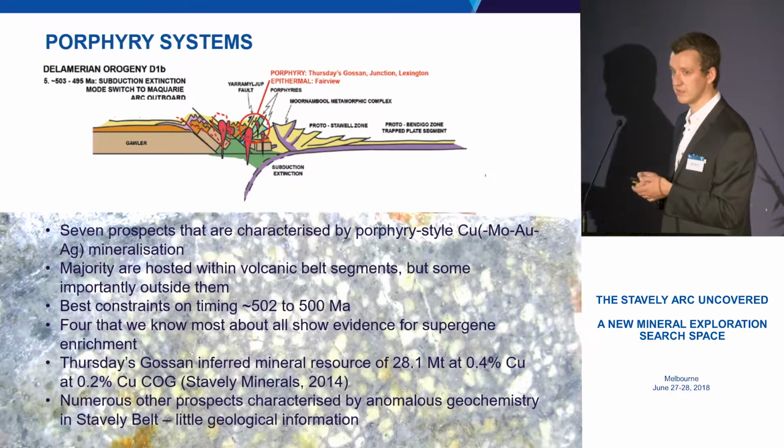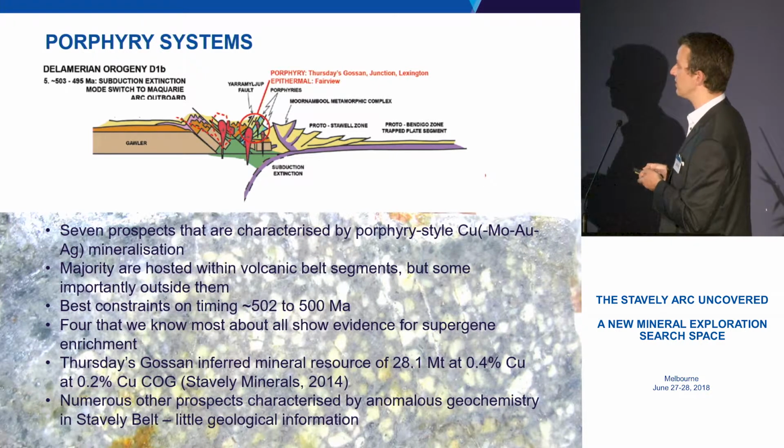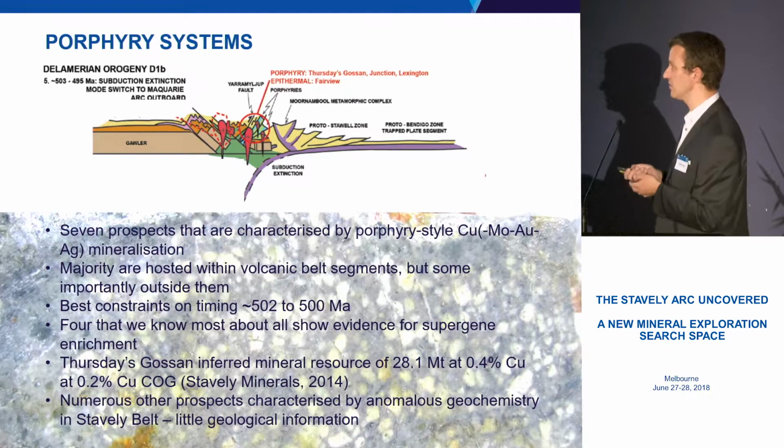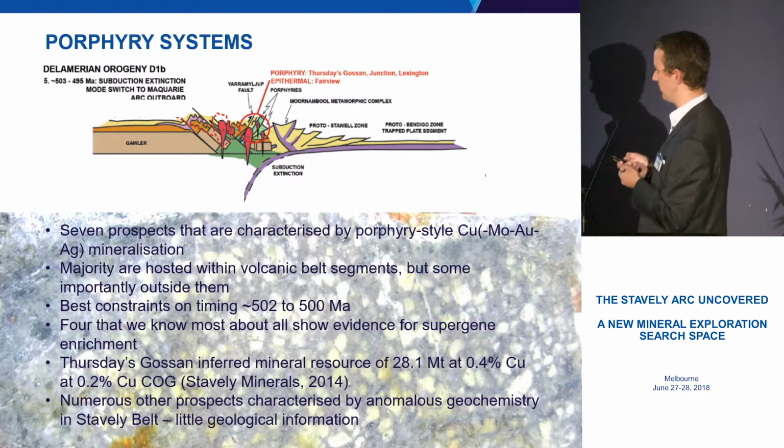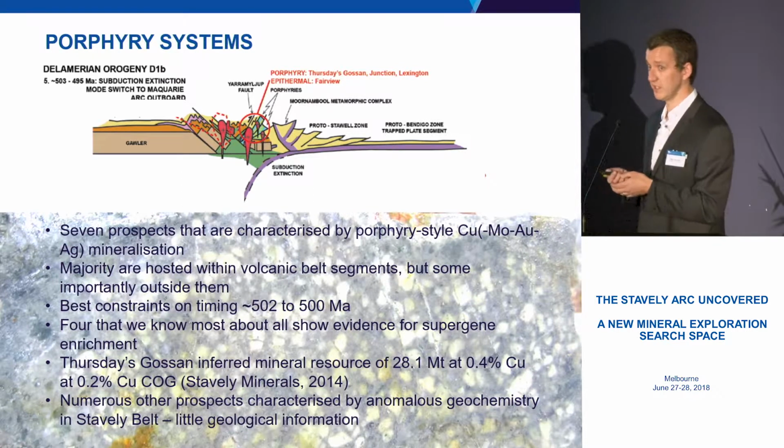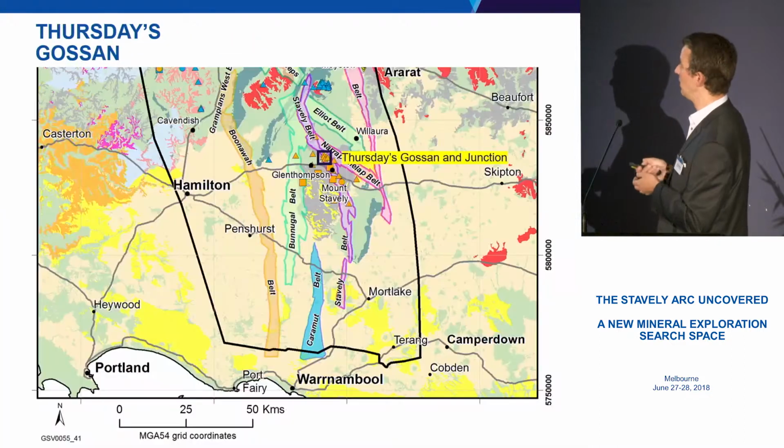They all show evidence for supergene enrichment, so they've all got chalcocitic blankets. And Thursday's GOSSAN is the one that's had the most work done, and that's the one that we'll discuss most today. And that's got an inferred resource of 28 billion tonnes at 0.4 copper at a 0.2% cut-off grade. But there's numerous other prospects that are characterised by anomalous geochemistry in terms of porphyry pathfinder elements, but there's little geological information to actually characterise them.